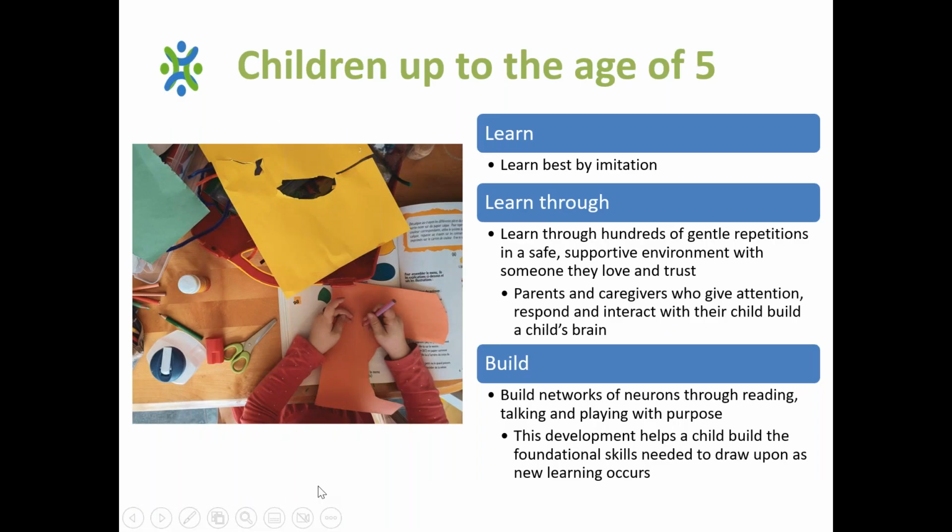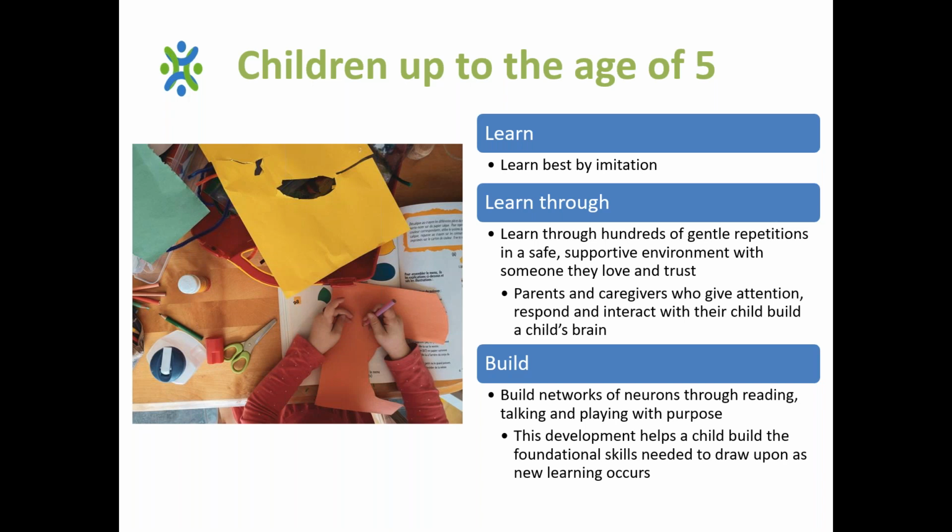So when we talk about learning, children up to the age of 5, again, learn best through imitation. And any of you that have worked with or have young children have probably witnessed this. So there's a lot of imitation that goes on. I know with my granddaughter, it's fun to sit back, at least early on in her life, around age 5 or so, and watch her imitate the things that she sees around her.